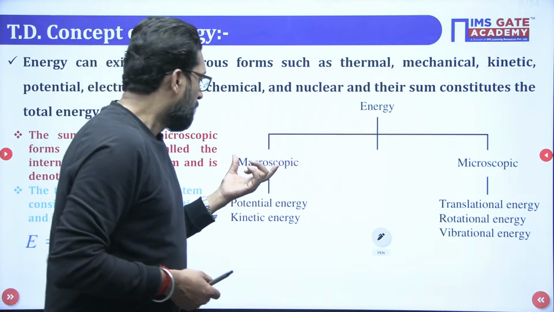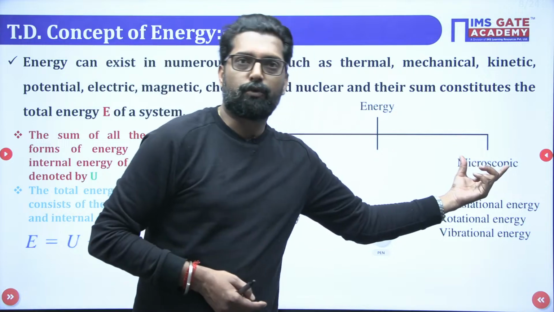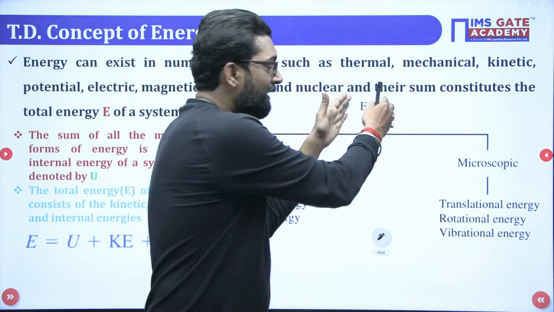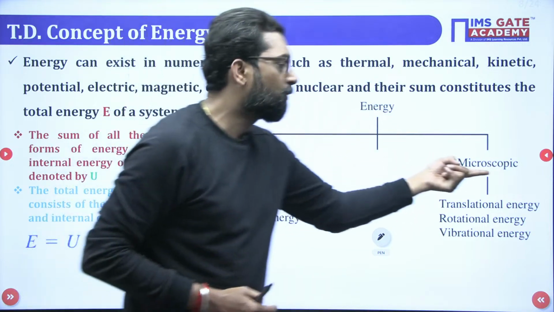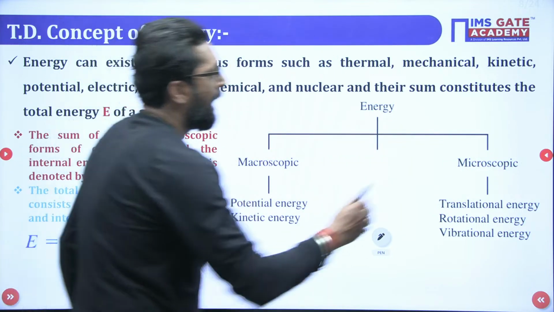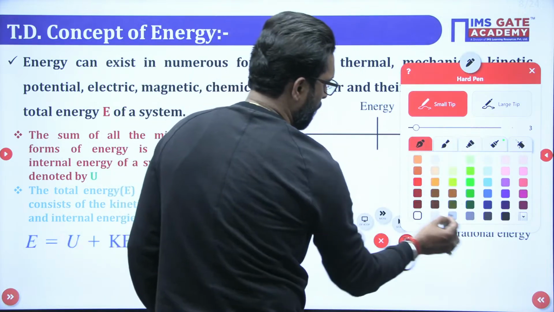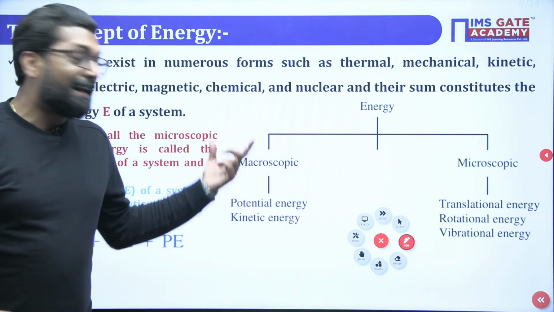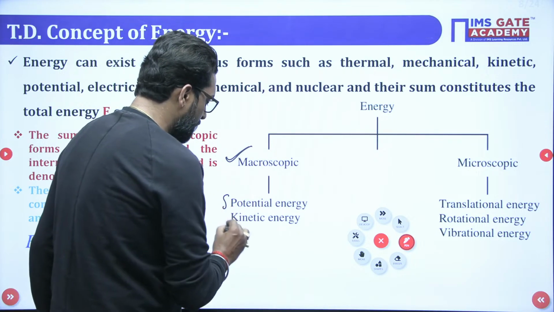One is macroscopic and the other is the microscopic form of energy. Thermodynamics says that energy has two categories: the first one is macroscopic, the second one is microscopic. Macroscopic is potential energy and kinetic energy. This is a macroscopic form of energy. Very important, I'm telling you. If someone asks you which form of energy potential energy and kinetic energy are, it is the macroscopic form of energy.